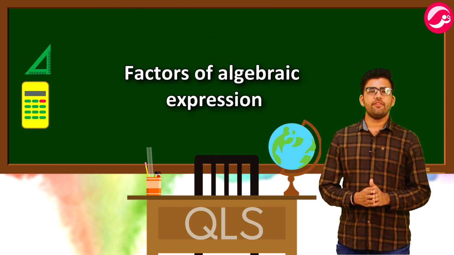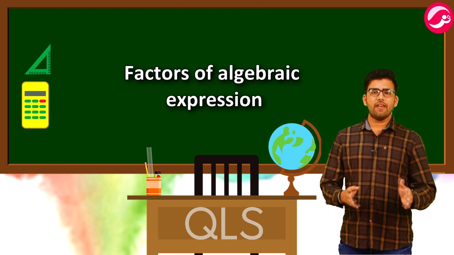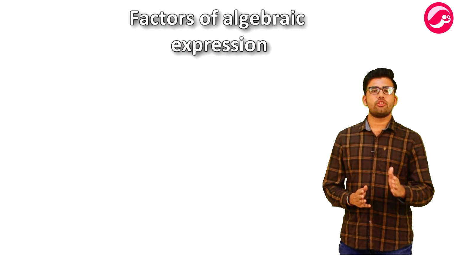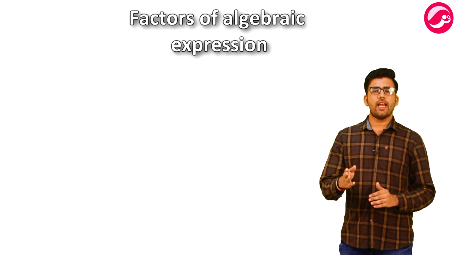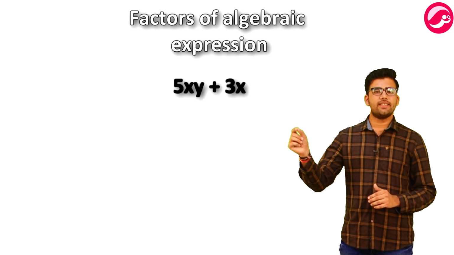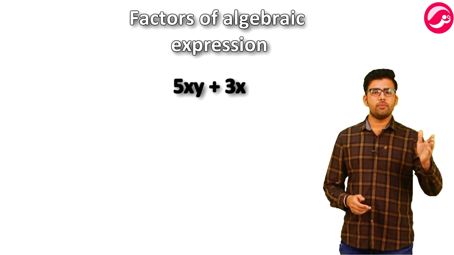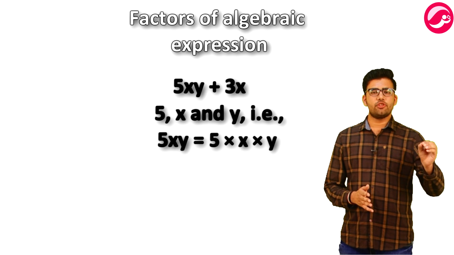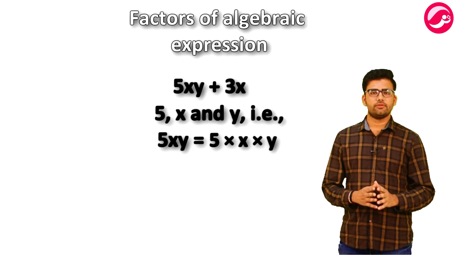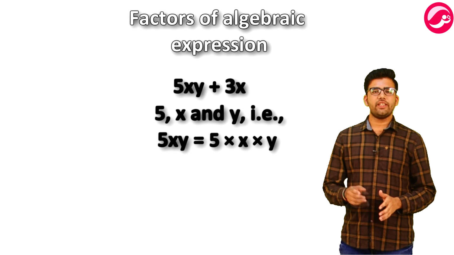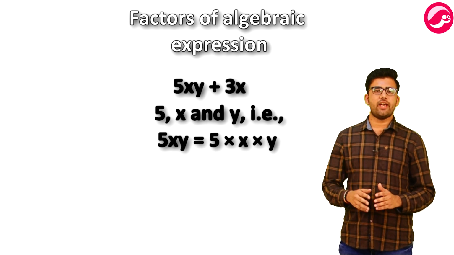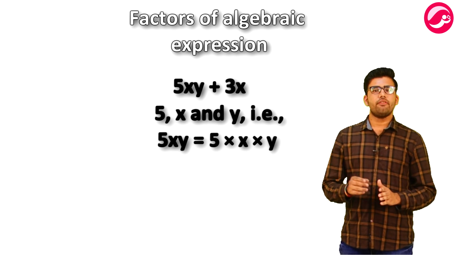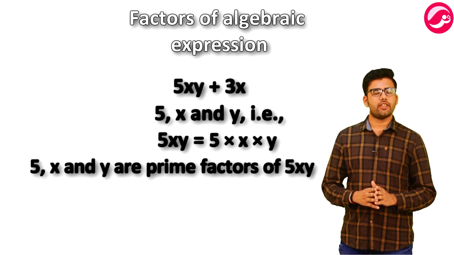Now, let us understand factors of algebraic expressions. We have seen in class 7 that in an algebraic expression, terms are formed as a product of factors. For example, in the algebraic expression 5xy plus 3x, the term 5xy has been formed by the factors 5, x and y. That is, 5xy is equal to 5 into x into y. Observe that the factors 5, x and y of 5xy cannot be further expressed as a product of factors. We may say that 5, x and y are the prime factors of 5xy.